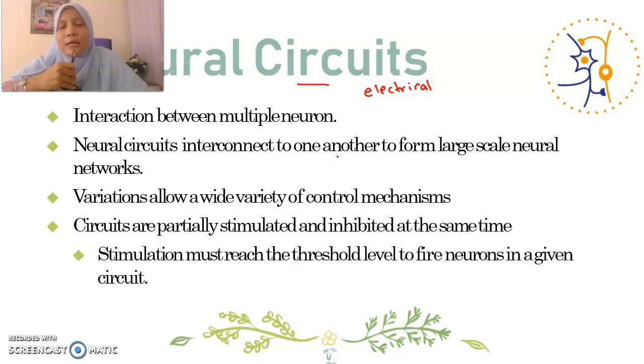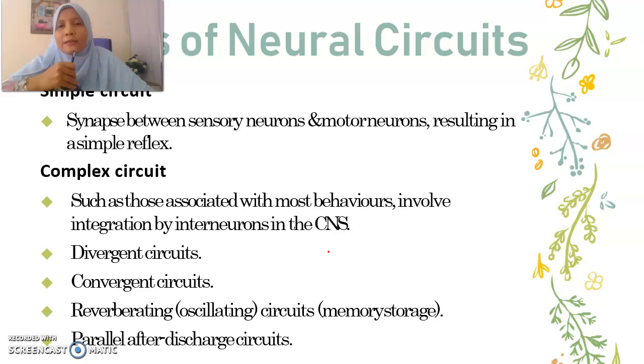So the circuits are partially stimulated and inhibited at the same time. It's not overly stimulated, no, but there will be some inhibition, some stimulation, so it will be a balanced circuit. The stimulation must reach the threshold level to fire neurons in a given circuit. We will see after this what the threshold level is. We'll learn that later.